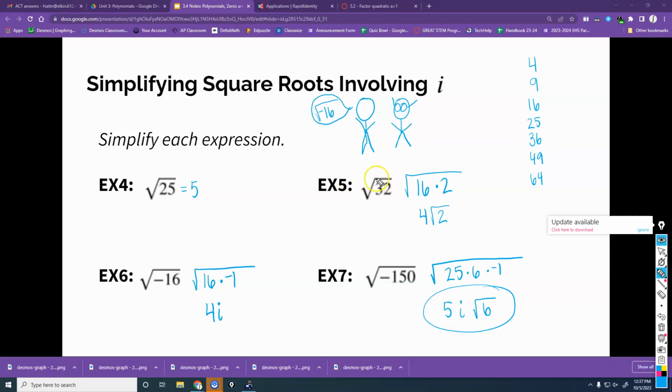Basically, the difference between number 5 and number 7 is if you have that negative under there, you're still going to just break it down the same, but that negative is going to become an i. So if you have that negative, you should have an i somewhere in your answer.